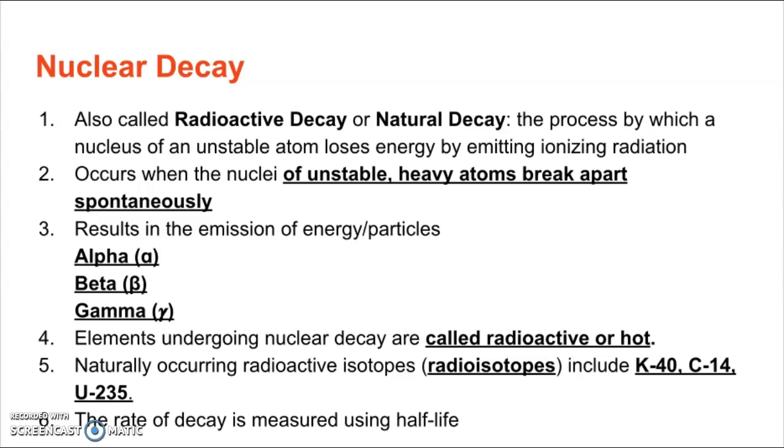Elements that undergo nuclear decay are called radioactive or hot. So only nuclear decay gives off radioactive elements. We have naturally occurring radioactive isotopes called radioisotopes. Those are potassium-40, carbon-14, and uranium-235. And the rate of decay is measured using a half-life. We're going to look at half-life tomorrow in an in-person lecture, but know that nuclear decay can be measured in half-life.